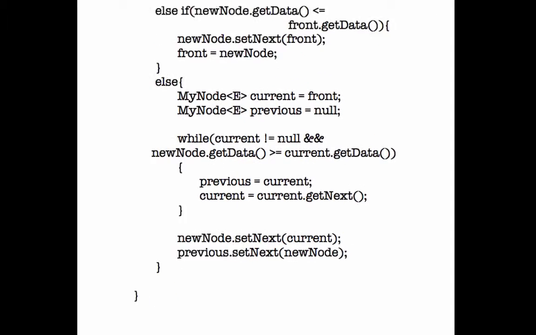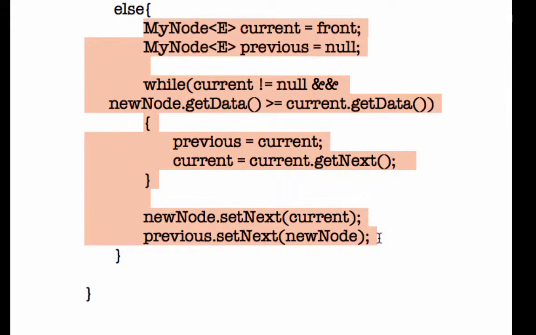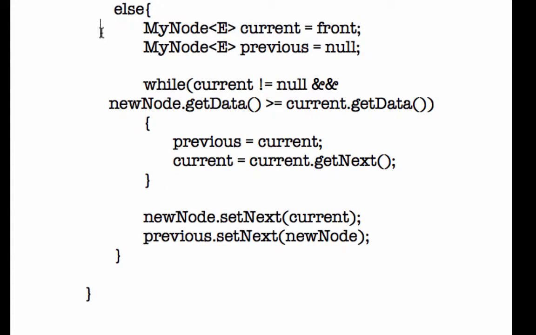So let me start with this section of the code that matches what we have just discussed. The first step is to create two external references, one called current and the other one called previous. The trick about these two is that we need to maintain them exactly one node apart at all times. So when I'm starting to traverse the list, my choice for current is to start at the beginning of the list. So I assign to current the value front. Remember, front is a reference to the first node in the list.